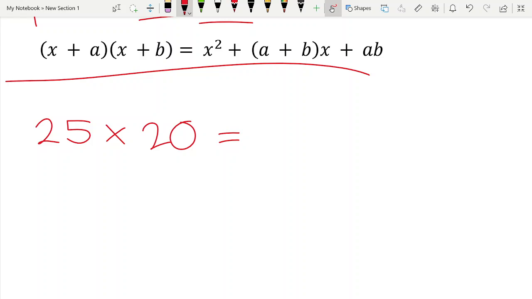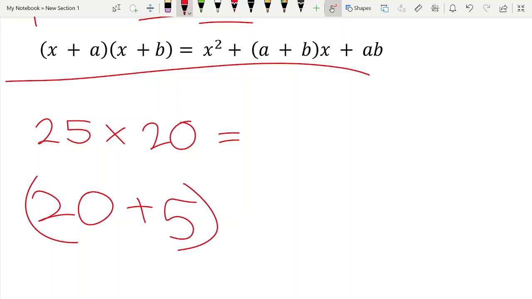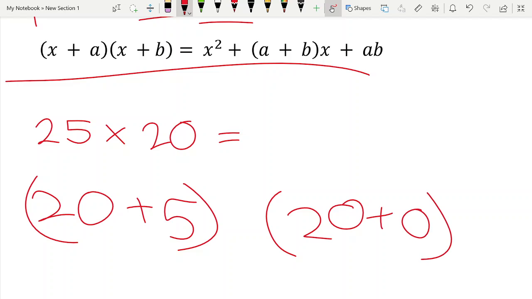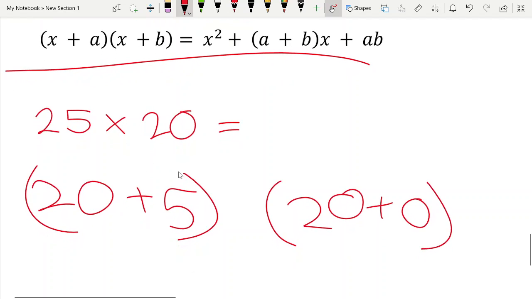Now, let's take 20 plus 5 in one bracket and 20 plus 0 in one bracket. We can do that, right? Yeah, we can do that.